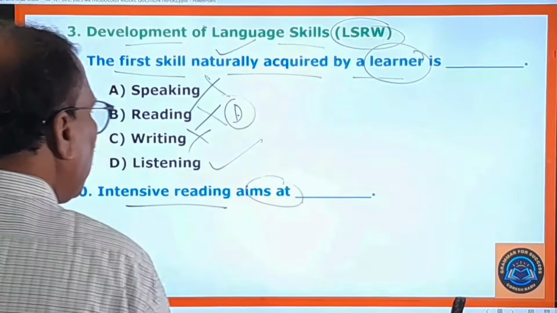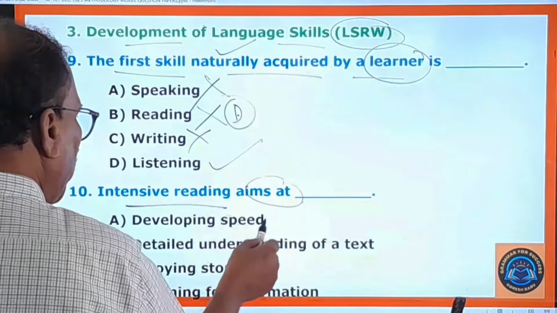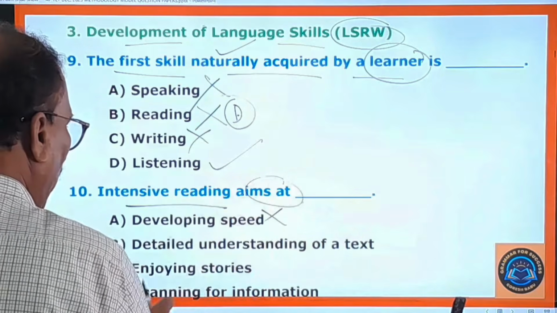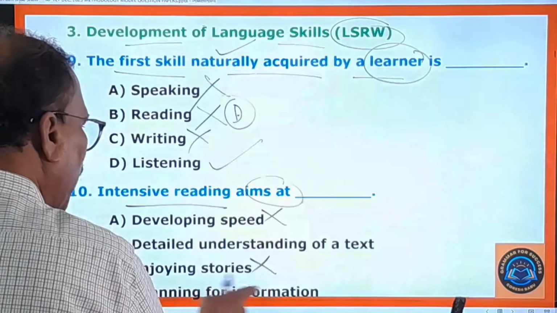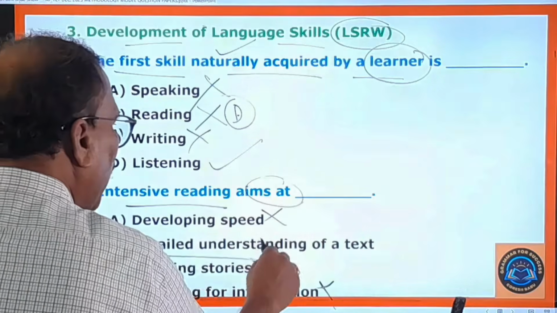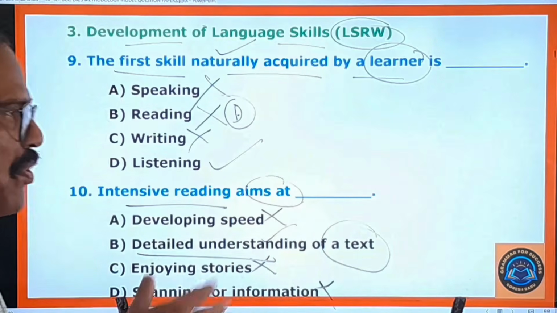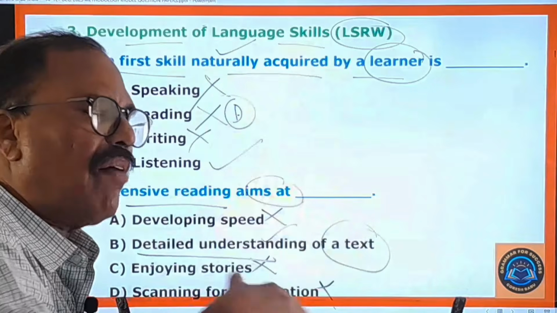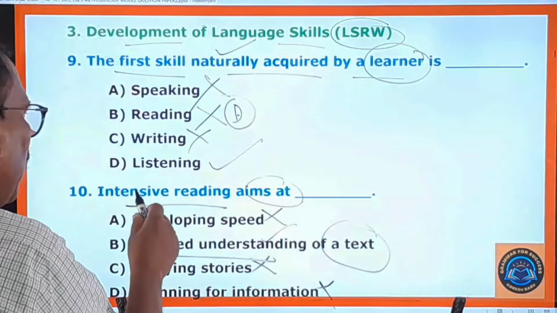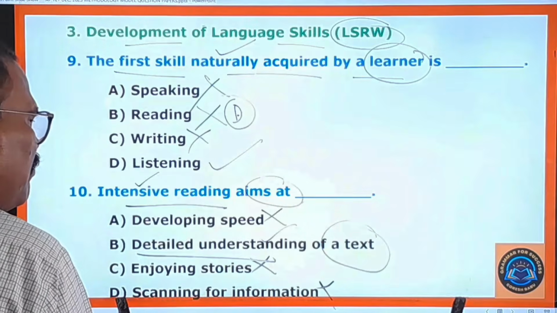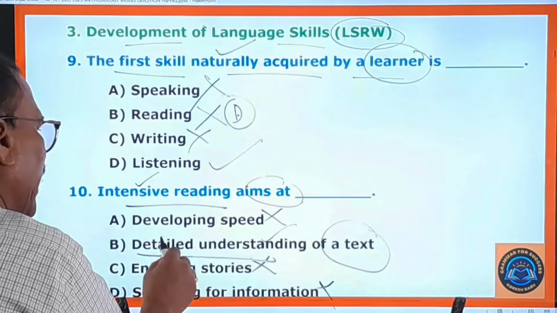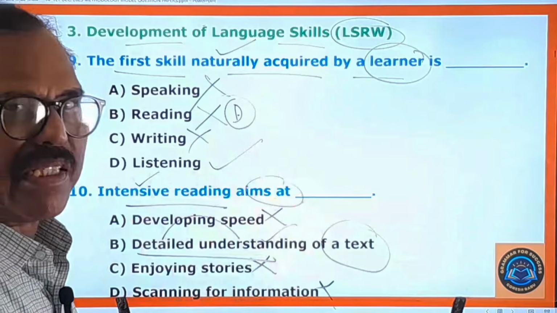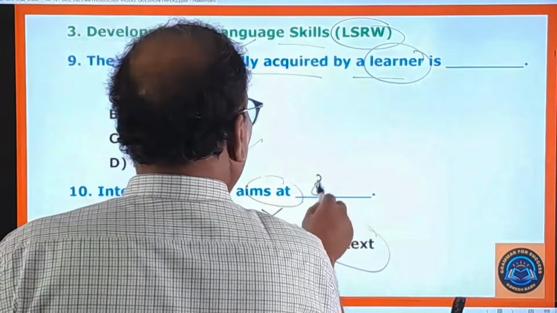What does it aim at? Here you pay attention. Developing speed, no. Intensive reading is not done to develop speed. Enjoying stories, no. Scanning for information, no. But detailed understanding of a text. So if you want to understand the fuller meaning, the complete meaning of that text, you have to read it intensively. Then only you can get the detailed understanding, meaning detailed information about that particular text. So therefore, B is going to be the answer.